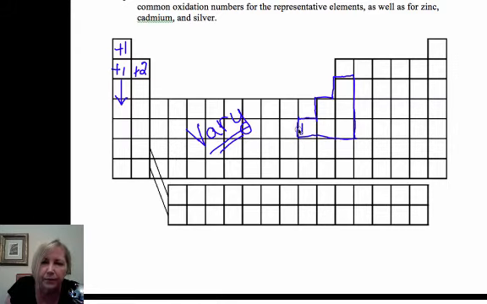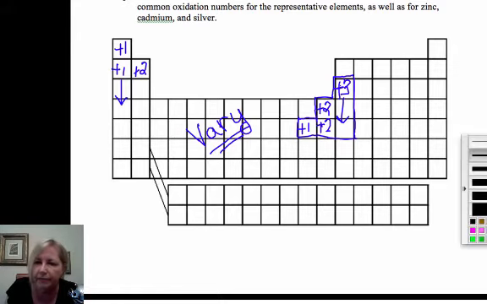So step 1 of the staircase is +1. It starts with silver. Step 2 is +2. There's 2 of them at +2. And then there's 3 of them at +3. So you have to know for these metals, I'll ask you, is it group 1, group 2, or part of the staircase? And that's what I want you to be able to visualize on the periodic table.